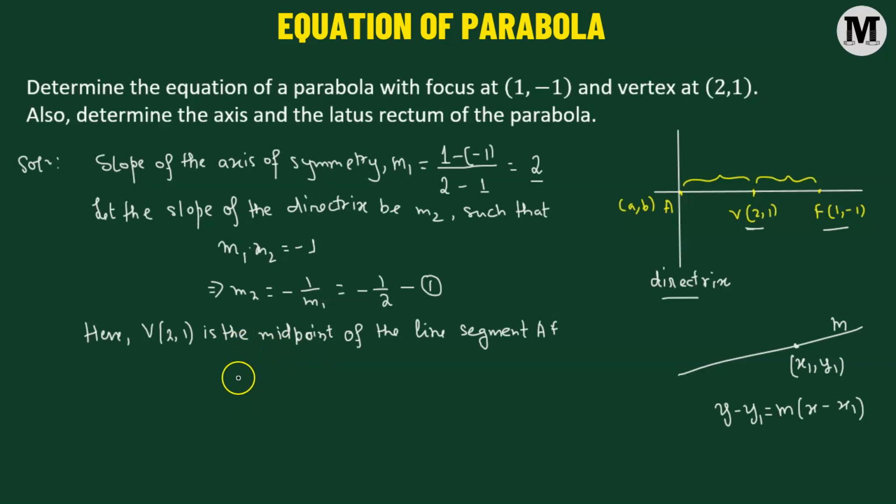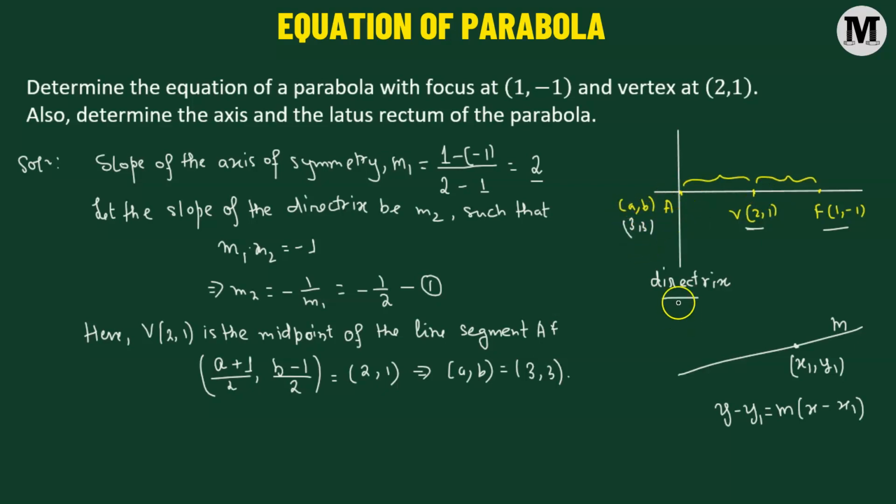Since we have the midpoint, we can use the midpoint formula. We take the x coordinate of point A added to the x coordinate of F, so (a + 1) divided by 2. And for the y coordinate, we take the sum of the y coordinates of A and F, so (b - 1) divided by 2. And this value will be exactly equal to the coordinates of the vertex, that's (2, 1). So when we solve this, we get the values of a and b. So a and b come out to be 3, 3. That means the directrix meets the axis of symmetry at (3, 3).